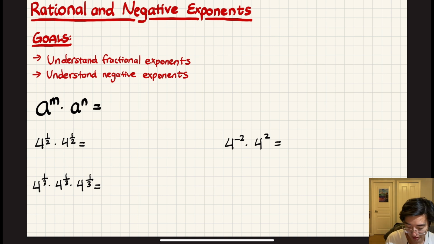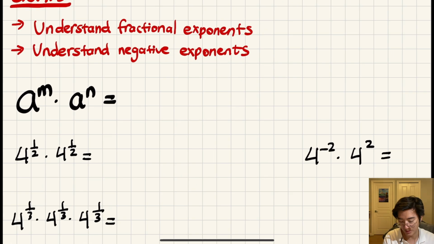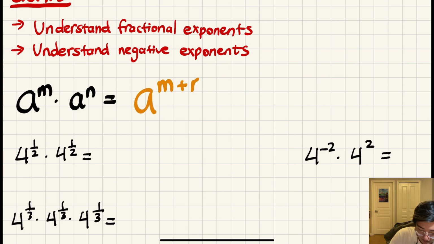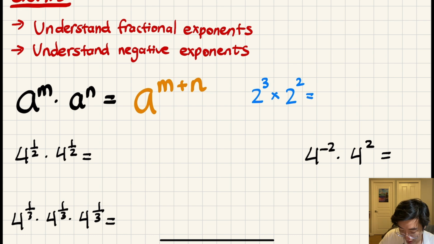Alright, before we do anything, we'll quickly review the exponent laws here, or I guess one of the exponent laws. If we have the same base and we're multiplying, when it comes to the exponents, we just add them up. Let's do some number examples. If we have 2 to the power of 3 multiplied by 2 to the power of 2, we could just calculate it as 8 times 4 to get 32.